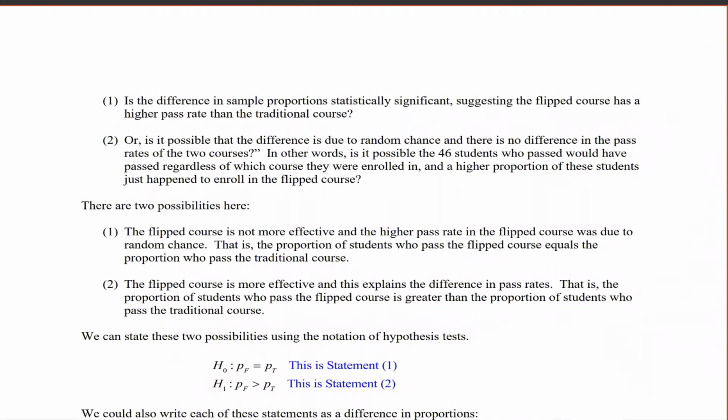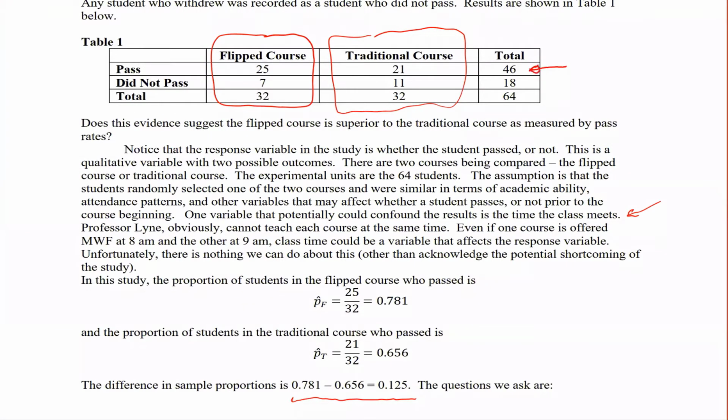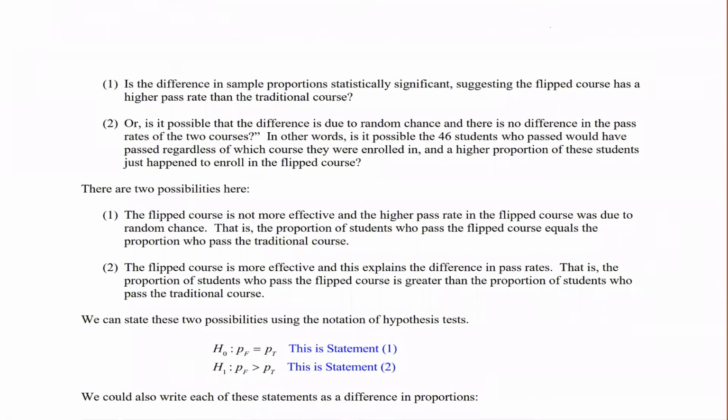First, is that difference in sample proportions statistically significant, suggesting that the flipped course has a higher pass rate than the traditional course? Or is it possible that this difference is simply due to random chance and there is no difference in the pass rates of the two courses? In other words, is it possible the 46 students who passed, these 46 students right here, would have passed regardless of whether they went into the flipped or the traditional classroom? And we just happen to get a higher proportion of these passing students enroll in our flipped classroom.